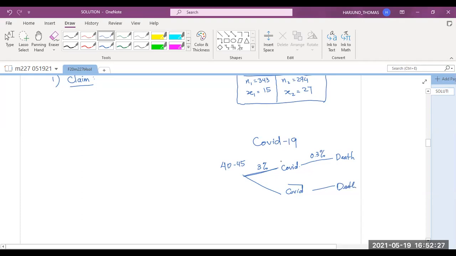So computing the probability that I catch COVID and die is approximately 0.009%. Not percent, 0.0. Oh yeah, that's right, 0.9%. So it's very small, very small.